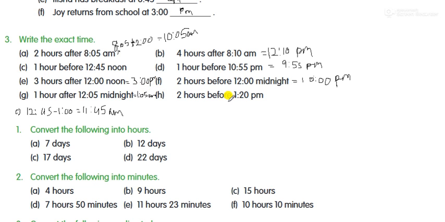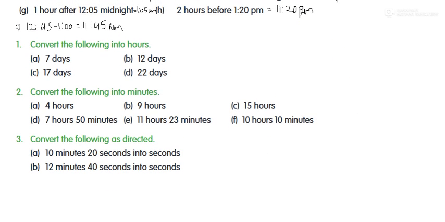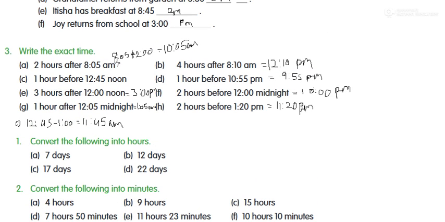Next, 2 hours before 1:20 p.m. Before means we have to subtract here. So 1:20 minus 2 hours: 1 o'clock, 12 o'clock and 11 o'clock. So it's 11:20, and it's an a.m. Up to 12 it's p.m. At midnight it's p.m. After midnight it will start with a.m.